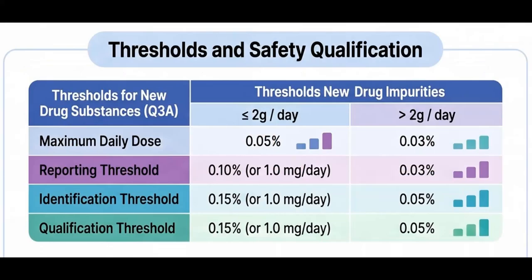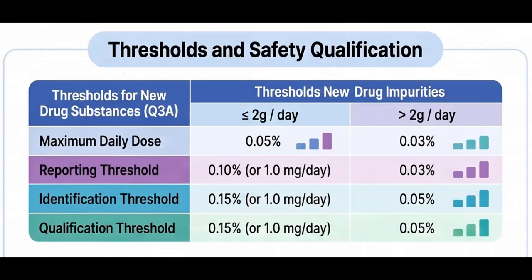Section 3, Thresholds and Safety Qualification. Now we move to the practical heart of the framework. What do you actually do when you detect an impurity? The answer depends on how much is present, and this is where the threshold system comes in.